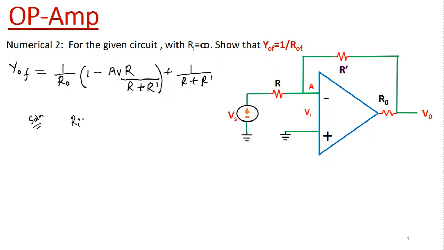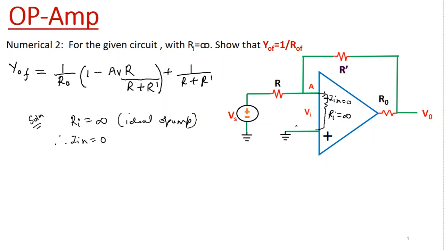since it is already given that the input resistance of the operational amplifier is equal to infinite, the input resistance will act as an open circuit, and we know that in an open circuit the current will be equal to 0. So the input current Ii, which flows through the input resistance, will be equal to 0. Since Ri is infinite, this is an ideal operational amplifier, so the input current will also be equal to 0.